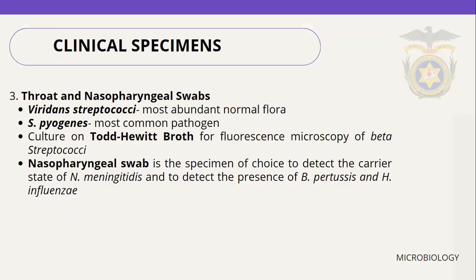Next, let's proceed to our throat and nasopharyngeal swabs. So, the most abundant normal flora here is the very dense streptococci or alpha hemolytic streptococci. The most common pathogen found in throat and nasopharyngeal swabs is Streptococcus pyogenes or group A Streptococcus or beta hemolytic Streptococcus. And we often culture it on Todd Hewitt broth for fluorescence microscopy of beta streptococci.